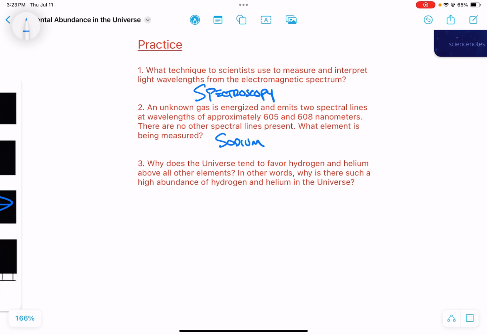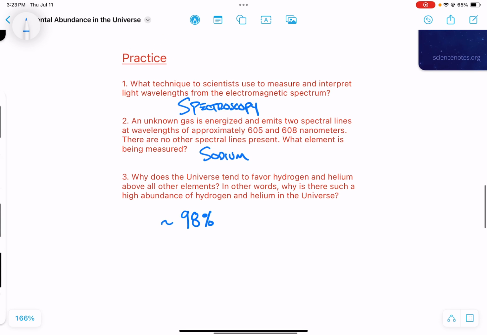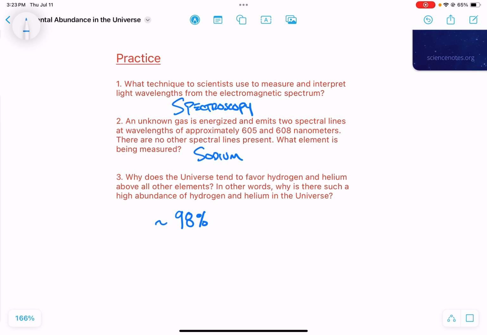Question number 3, why does the universe tend to favor hydrogen and helium above all other elements? In other words, why is there such a high abundance of hydrogen and helium in the universe? Remember, we talked about before, by mass, hydrogen and helium make up approximately 98% of all matter in the universe. Why is that? Why isn't there more gold, for example, or more silver, or more titanium, or more carbon? Well, we are going to answer that question in a coming video. So stay tuned, and we need to take just a bit more information to be able to piece together that question before we can answer it.